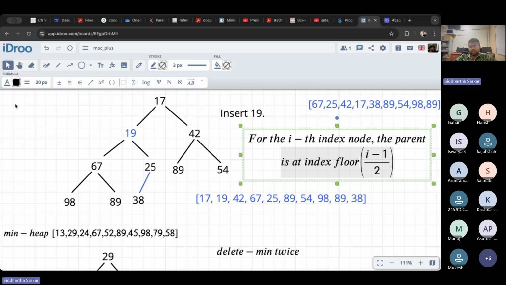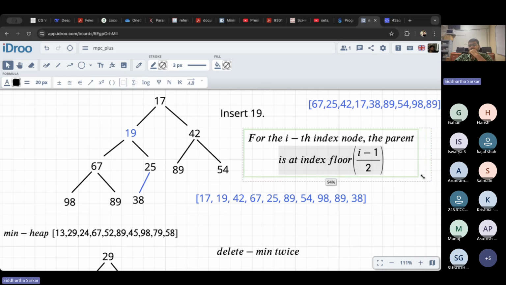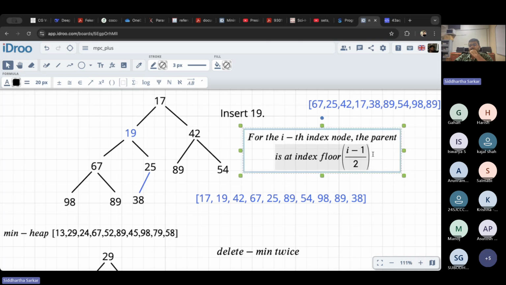So now you think about it. For example, 89. What is 89's index in this array? 1, 2, 3, 4, 5. So the index is 5. So the parent of 5 is floor of (5 minus 1) by 2. That is 4 by 2, that is 2, which is 42. You got it. So that's how you have to imagine that, okay, I know that if the ith index node is something, then the parent is here. So that's how you implement trees as lists.